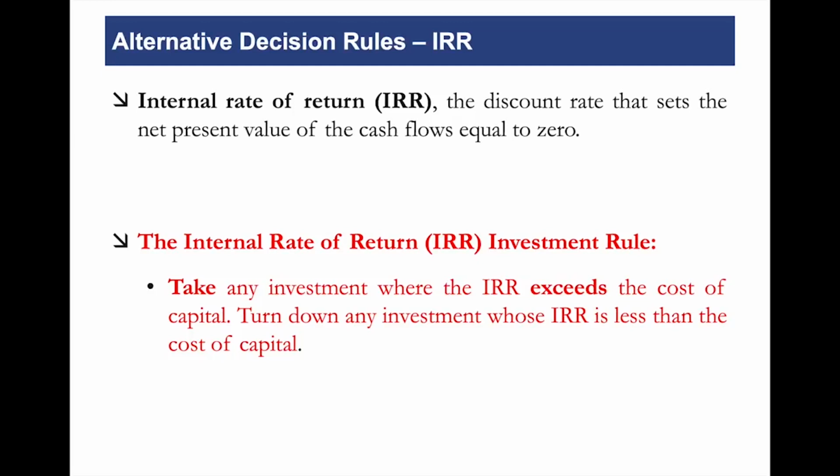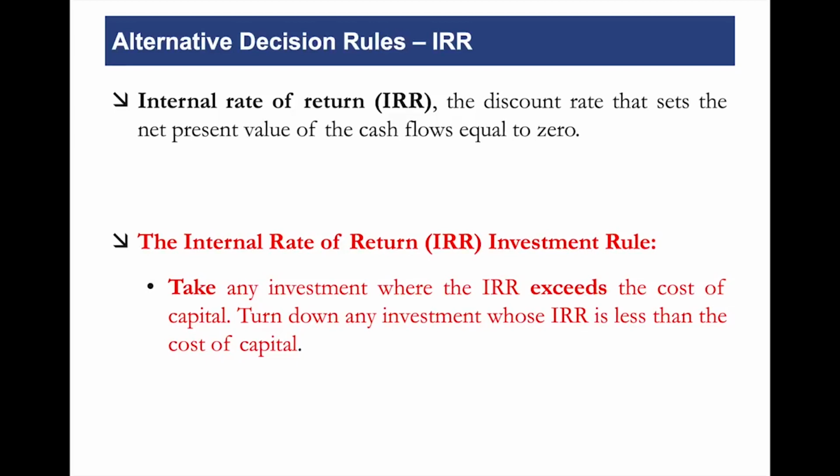So the internal rate of return rule tells us to make any investment where the internal rate of return exceeds the discount rate. We should reject investments where the discount rate is greater than the internal rate of return. And we'll go back to figure 8.1 so we can visualize this rule.